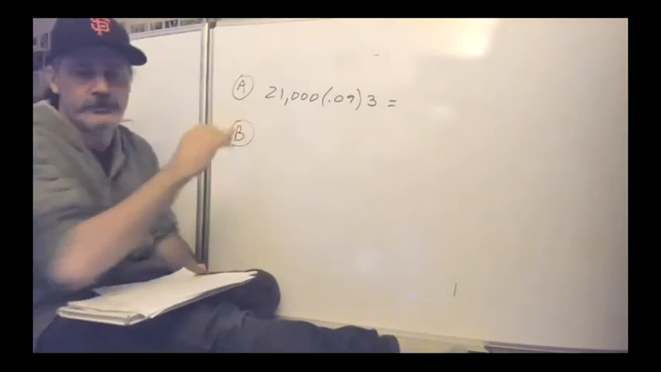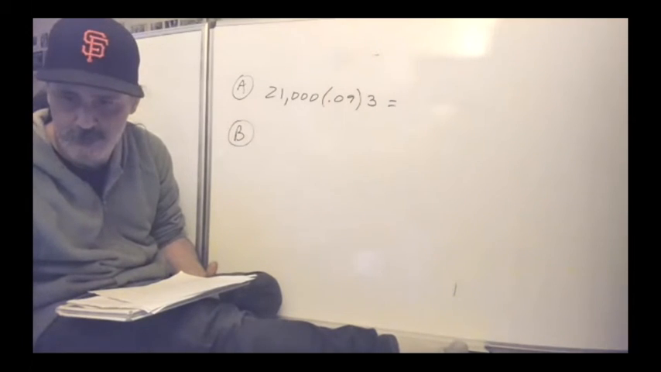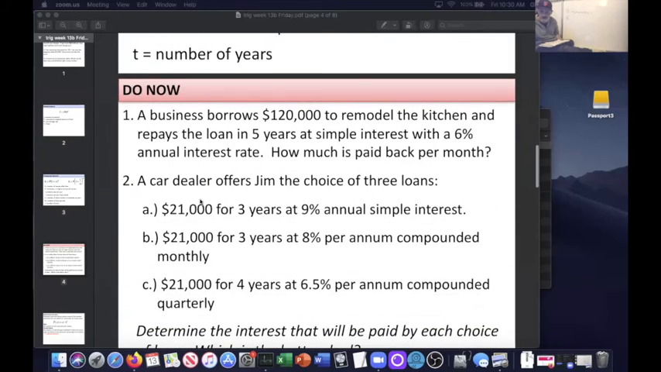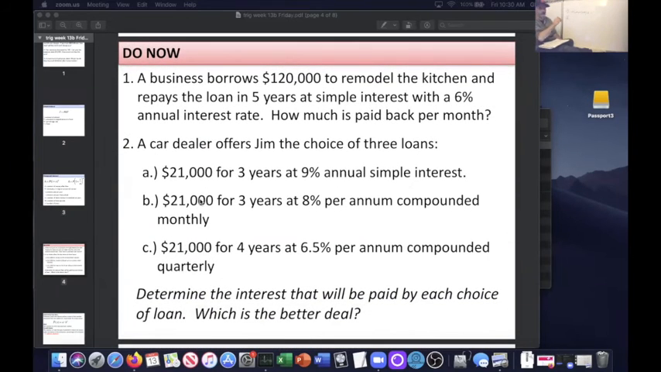Now, once we do the other two, we got to set up the equation based upon the compound interest here, right? And again, these are really the same. For the B one, we're doing it monthly, and for the C one, we're doing it quarterly. Quarterly means 4 times a year, every 3 months. And monthly, of course, means 12 times a year.